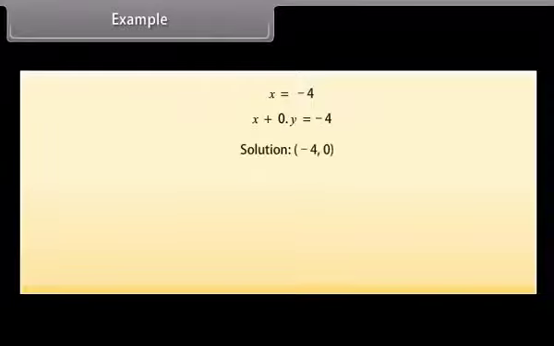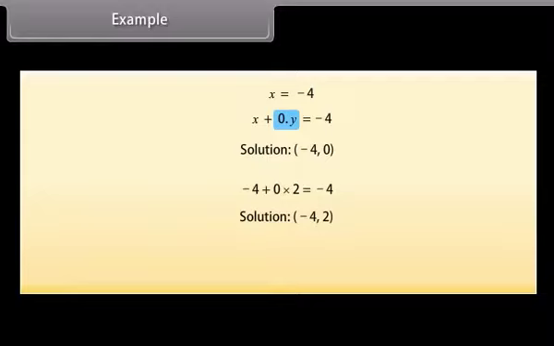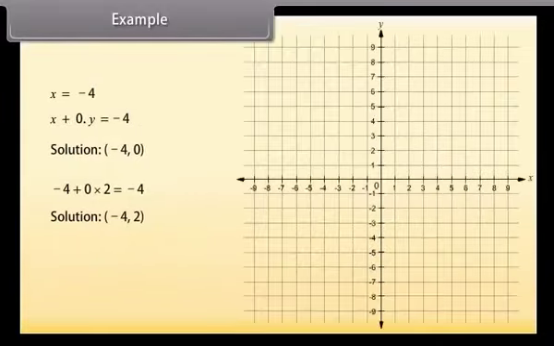So the equation reduces to x is equal to minus 4. So we get the first solution of the equation, that is minus 4, 0. Since the value of y can be anything, another solution of the equation is minus 4, 2. Now mark these points on the graph. This is minus 4, 0 and this is minus 4, 2. Join these points. We can see that the graph AB is a line parallel to the y-axis and at a distance of 4 units to the left of it.